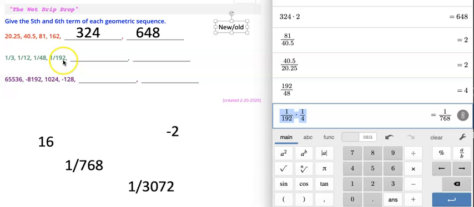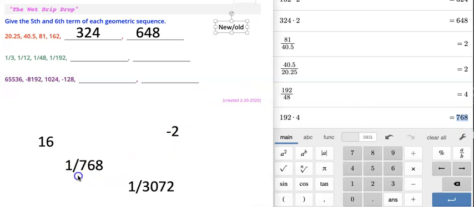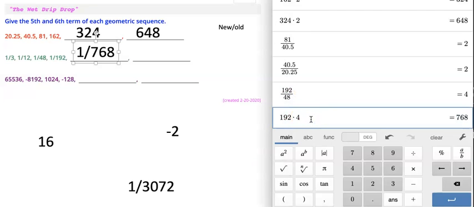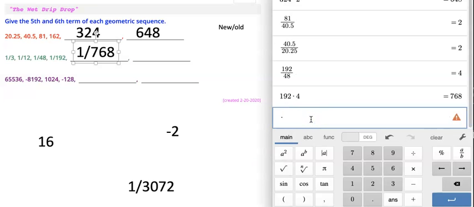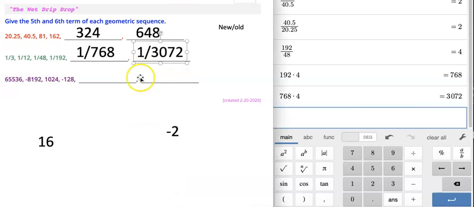Or if you understand what's happening to the denominators, just keep doing that to the denominator. So understanding that 1 over 192 times 1/4 is basically the same thing as 1 over 192 times 4. Look at that, there's a 768 right there. So you're going to be 1/768. And then if I take that 768 times 4, I'm going to get 1/3072. There we go. Again, be careful with fractions. If it's just a 1 on top, just do the math with the denominators.